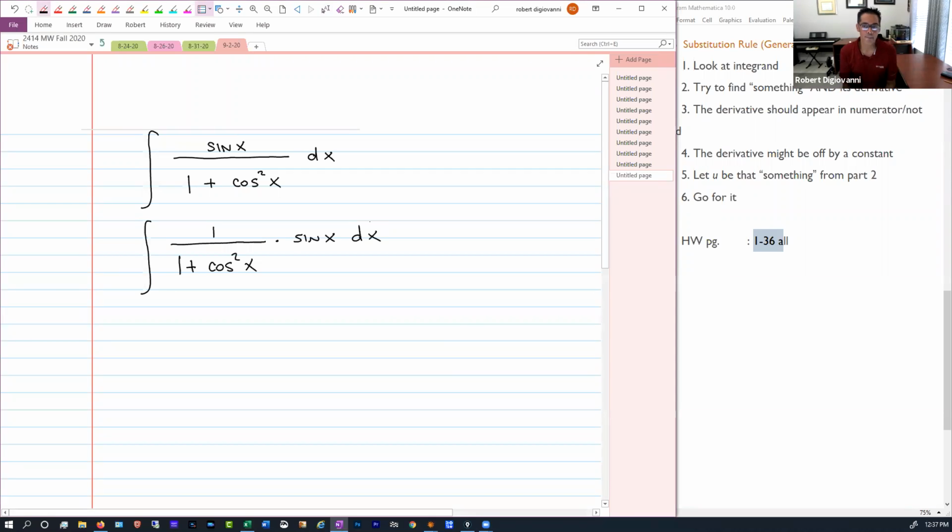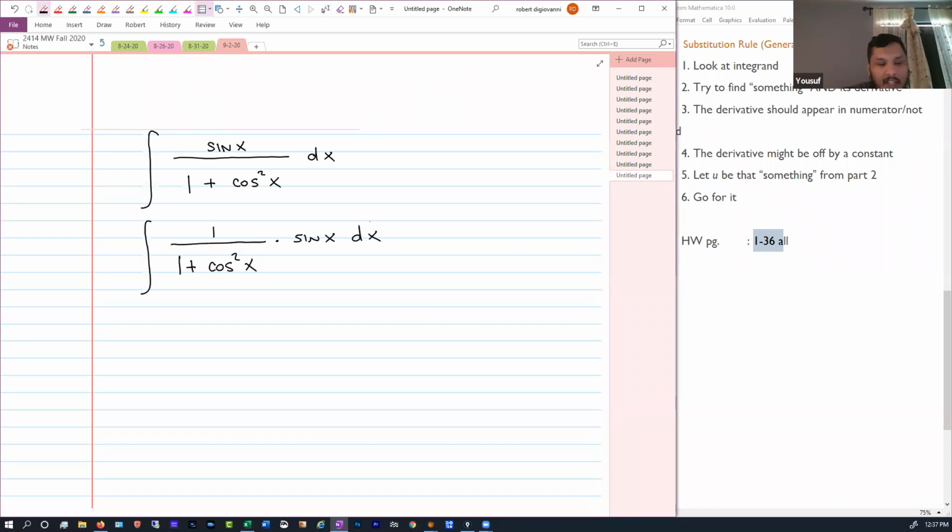Okay, and then the only thing is, is that an identity right there at the bottom? The 1 plus cosine. It's close. If it was minus, it would be, but it's not. 1 minus cosine squared x would be sine squared x. 1 plus cosine squared x is not. Let's see. So let's go to the method. Do you see something in its derivative?